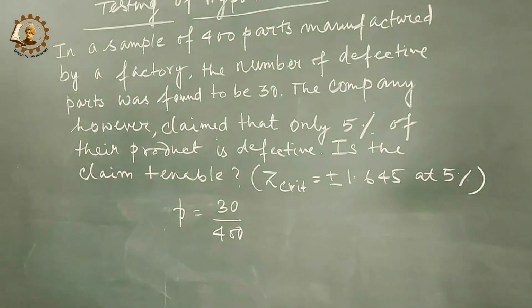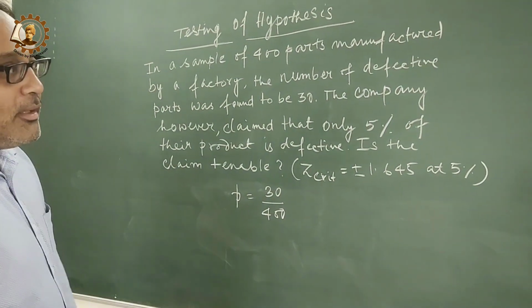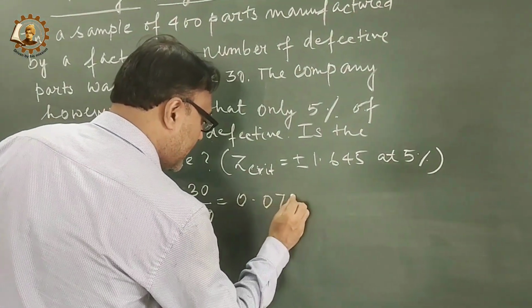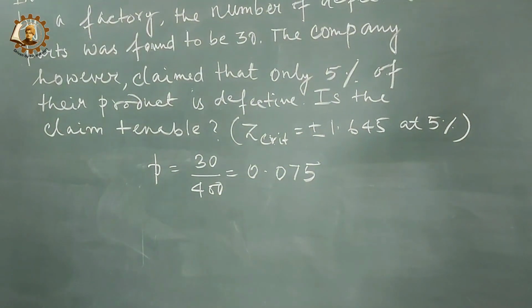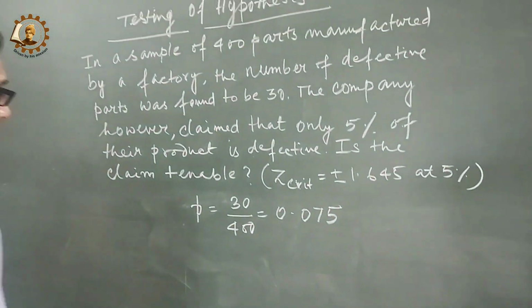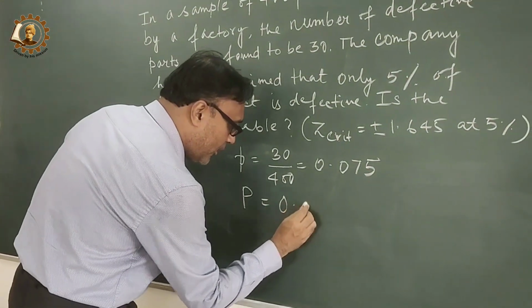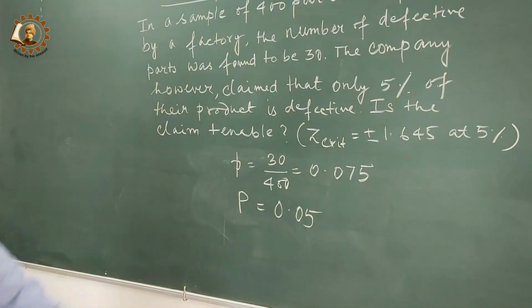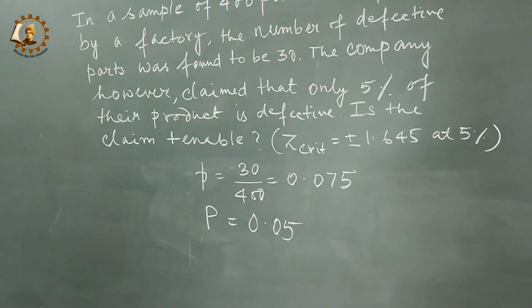So here we are talking only with the proportion part. So this is 30 by 400, which is coming as 0.075. So this is your small p, 0.075. Okay. And what is your capital P? Your capital P is 0.05, which we already assumed in our hypothesis as per the company claim, right? So capital P is 0.05.